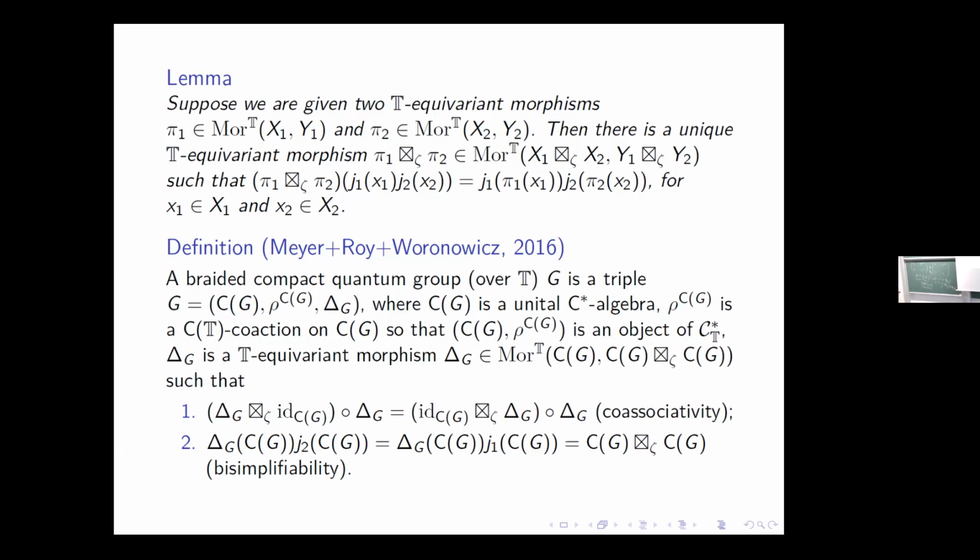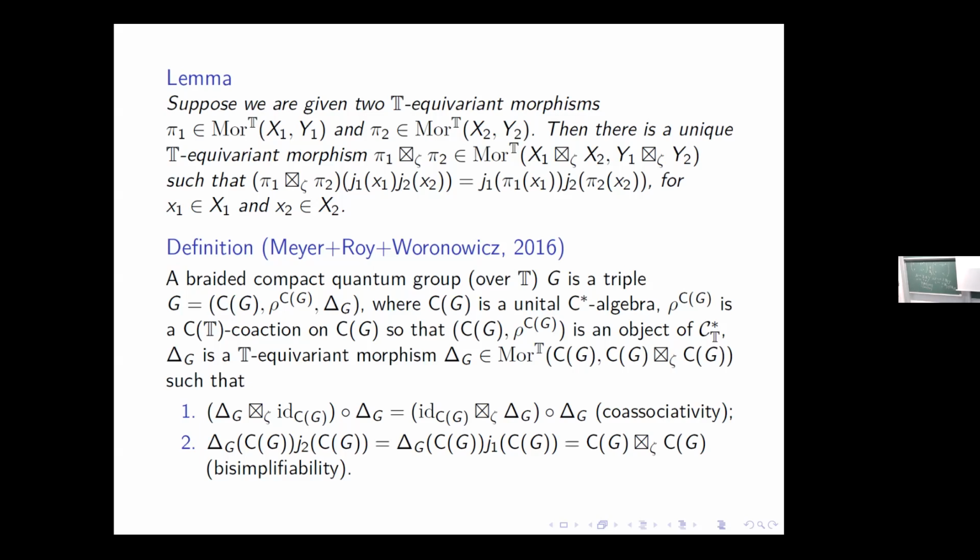So what do we mean by that? It is a triple. It comes with a C*-algebra, a T action, and a morphism. So C(G) is a unital C*-algebra, rho sub C(G) is the C(T) coaction on C(G), such that the pair becomes a T-C*-algebra, so it becomes an object of the category C*-T. Delta G is a T-equivariant morphism from the C*-algebra C(G) to the tensor product of C(G) with itself, such that it satisfies co-associativity and bisimplifiability.